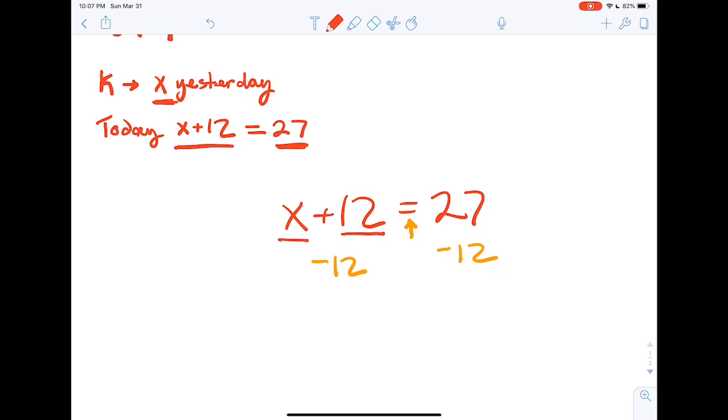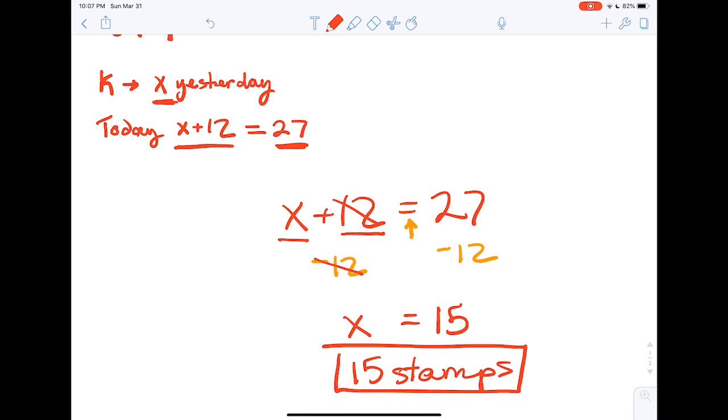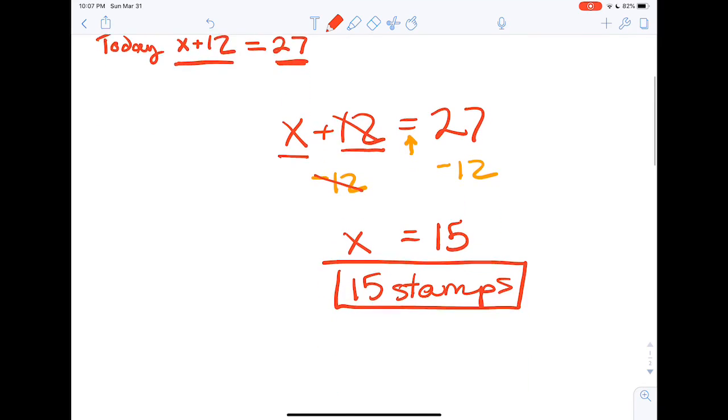So if I take X plus 12 minus 12, well, plus 12 and minus 12 equals 0. So now I'm just left with X on that side. And I still have my equal signs. And so over here, I had 27 minus 12. Well, that's going to equal 15. That means my X equaled 15. So the answer to my question is that he had 15 stamps yesterday. So I'm going to write that out and then put that in a box. Okay, let's try another one.